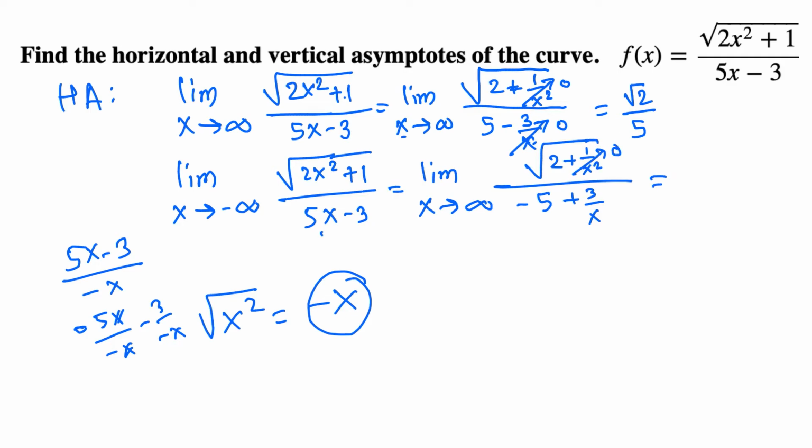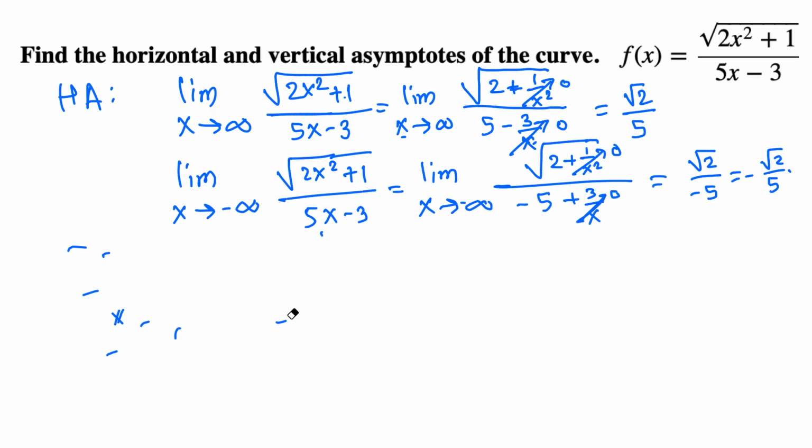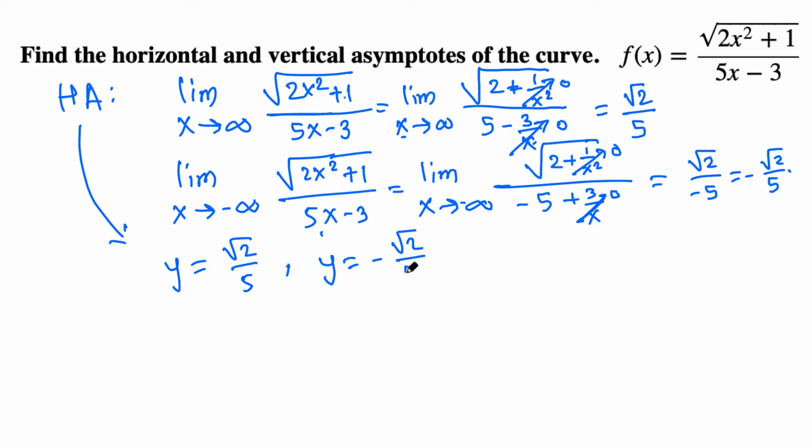Then 3 over x goes to 0 when x goes to negative infinity, and 1 over x squared goes to 0. That leaves root 2 over negative 5, which is negative root 2 over 5. So we got two horizontal asymptotes. The horizontal asymptotes are y equals root 2 over 5 and y equals negative root 2 over 5.